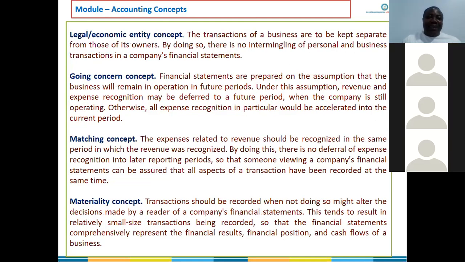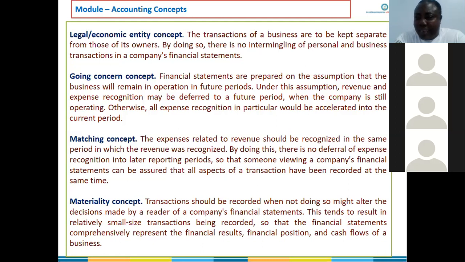Okay, the legal or economic entity concept. I know most of you know about this. I believe strongly you know about it. The transactions of a business are to be kept separate from those of its owners. By doing so, there is no intermingling of personal and business transactions in a company's financial statements.